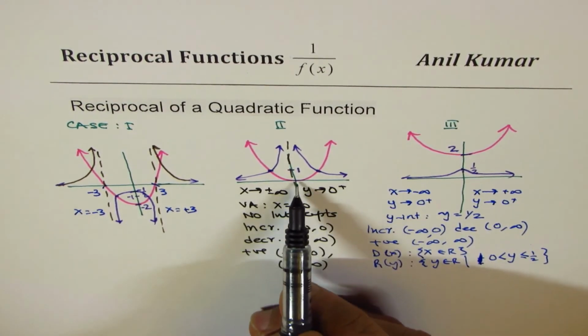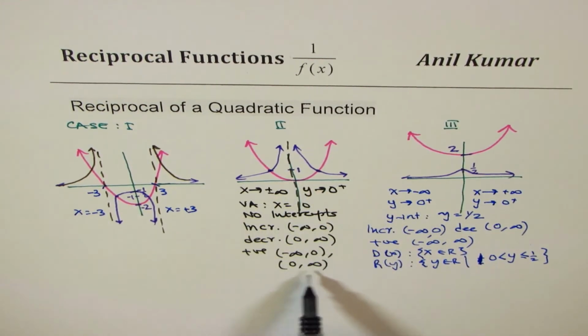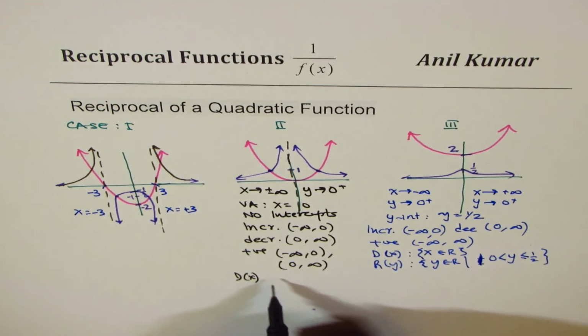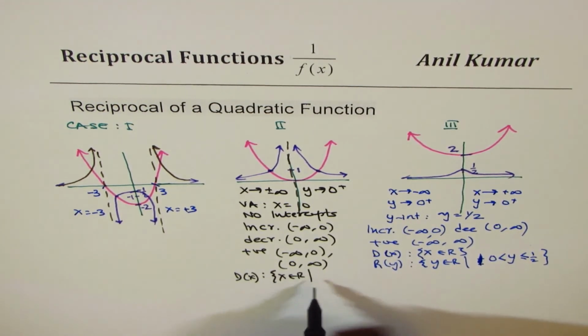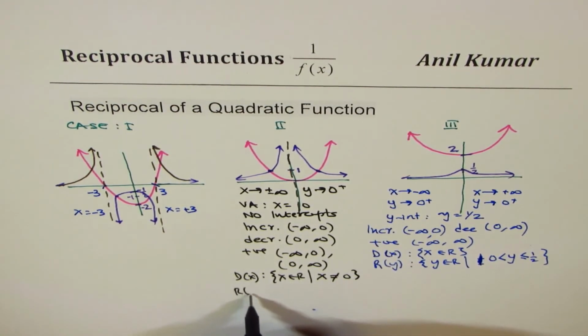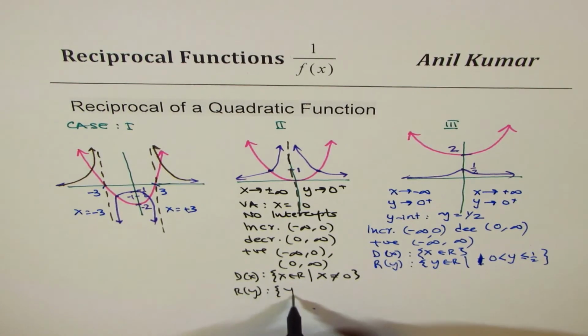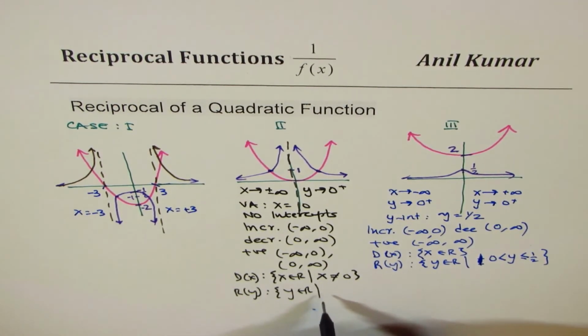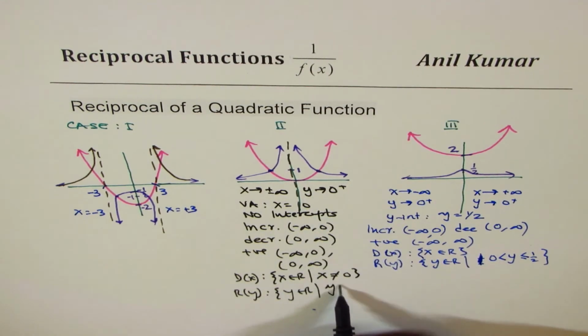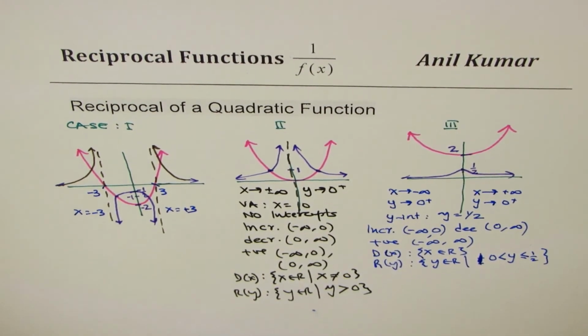Now since 0 is not in the domain, we should use these brackets here, right? The domain for this function is x belongs to real numbers. However, x is not equal to 0, and the range is y belongs to real numbers, and in the case of y, it is always greater than 0, right? So y is greater than 0.